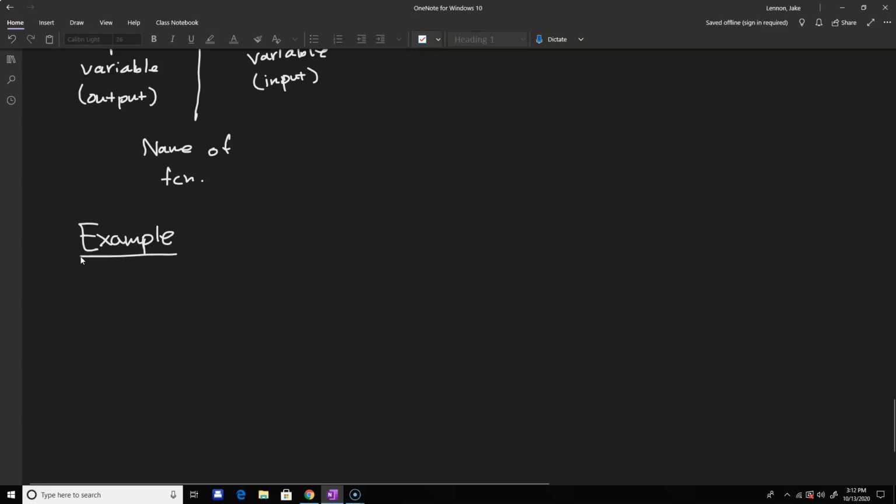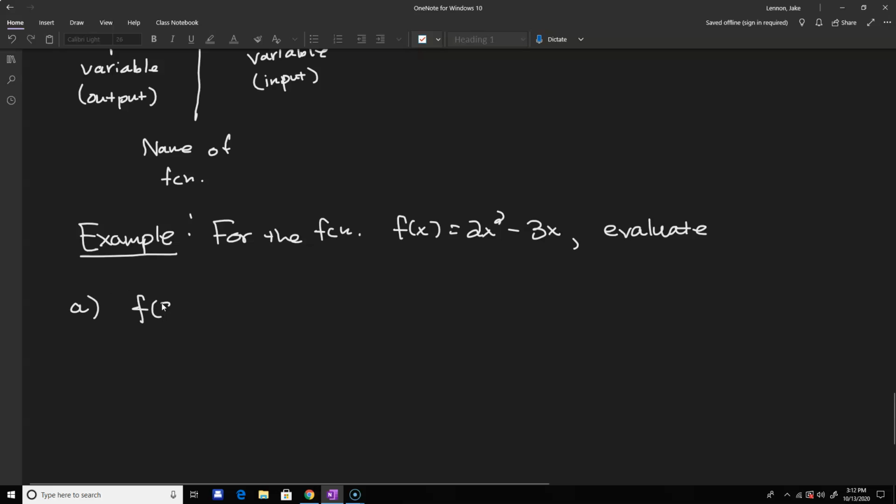So in this example, let's say we have the function f of x equals 2x squared minus 3x. Let's say we want to evaluate each of the following. So I'm going to give you something to plug into this function notation, and you're going to tell me what the output is. So f of 3.